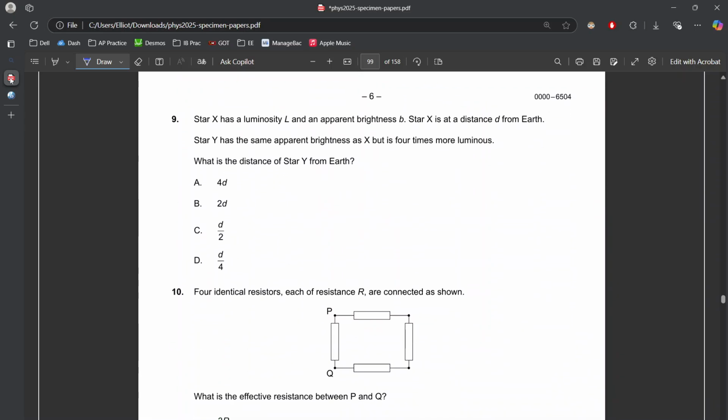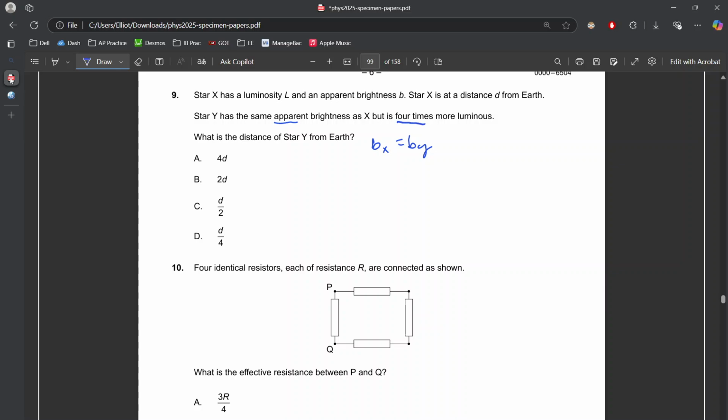Moving on. Okay, star X has a luminosity L and an apparent brightness B. Star X has a distance of Earth D. Star Y has the same brightness. So Bx is equal to By. Interesting. But it is 4 times more luminous. What is the distance of star Y from Earth?